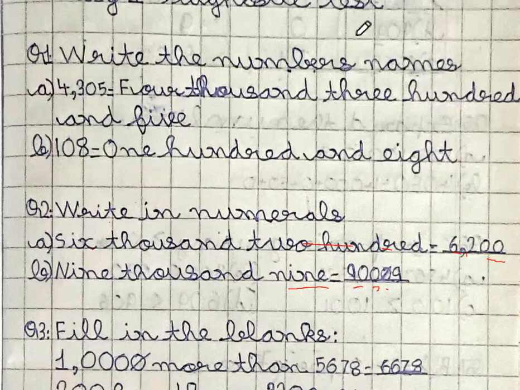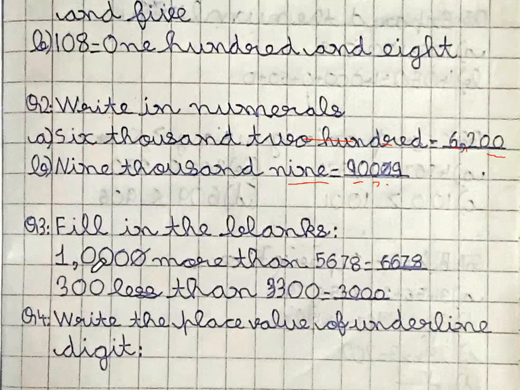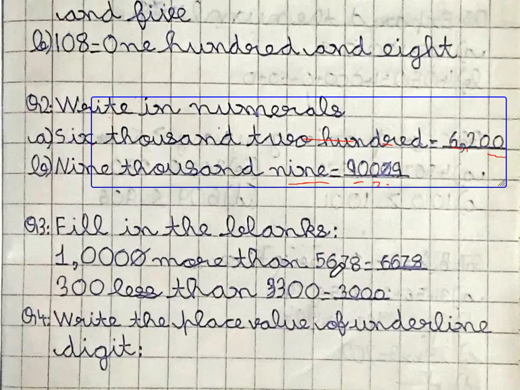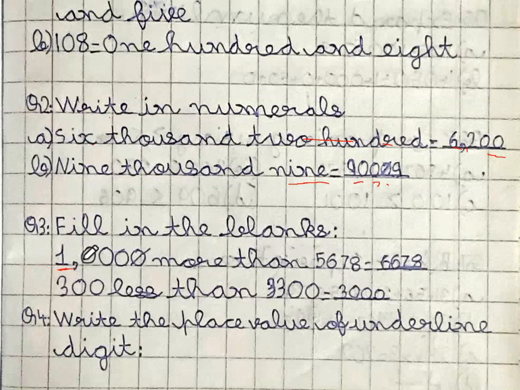Moving on to the next question, fill in the blanks. 1000 is more than 5678. So we have 5678, 1000 more we have to add, means 5678 plus 1000. So here we have only thousands digit, which is 1000, should be added to the 5000. So the answer will be 6678.